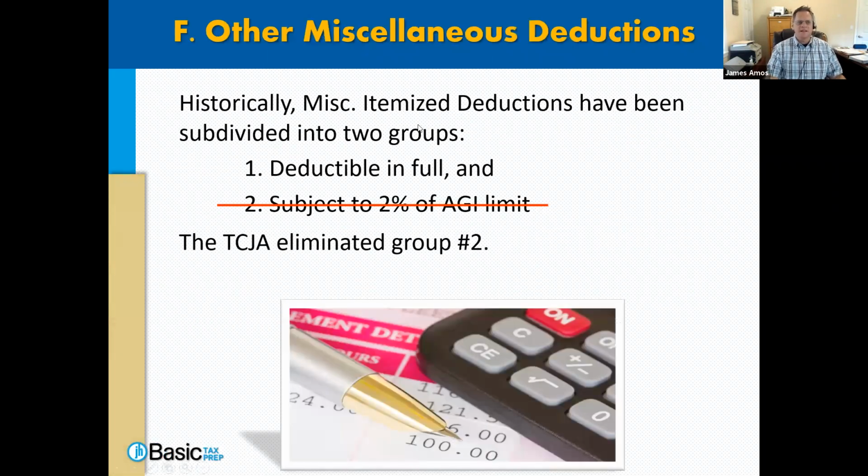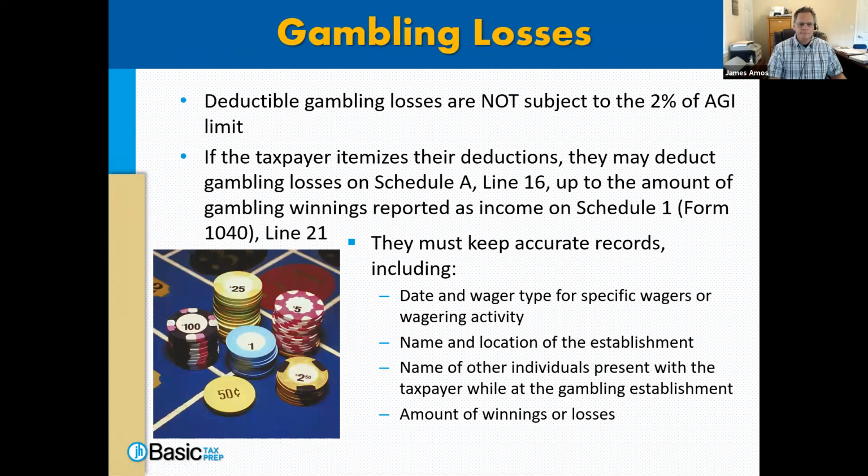Other miscellaneous deductions. Historically, miscellaneous itemized deductions have been divided into two groups: what could be deductible in full and what was subject to the 2% of AGI limit. The new tax law eliminated group 2, just the majority of it. Now, what was left? We're left with gambling losses. Deductible gambling losses are not subject to the 2% of AGI limit, so they're still in existence, so you can deduct your gambling losses.